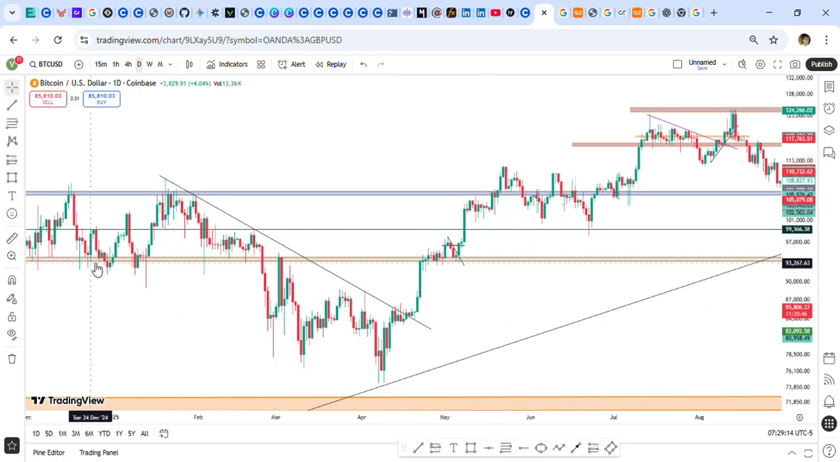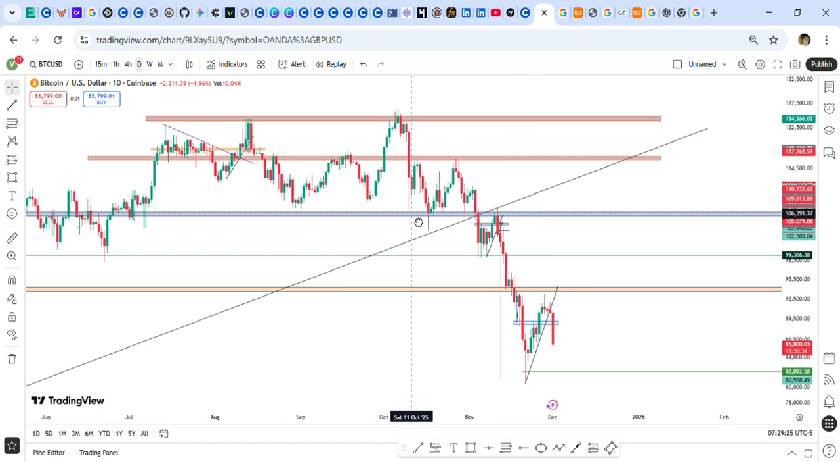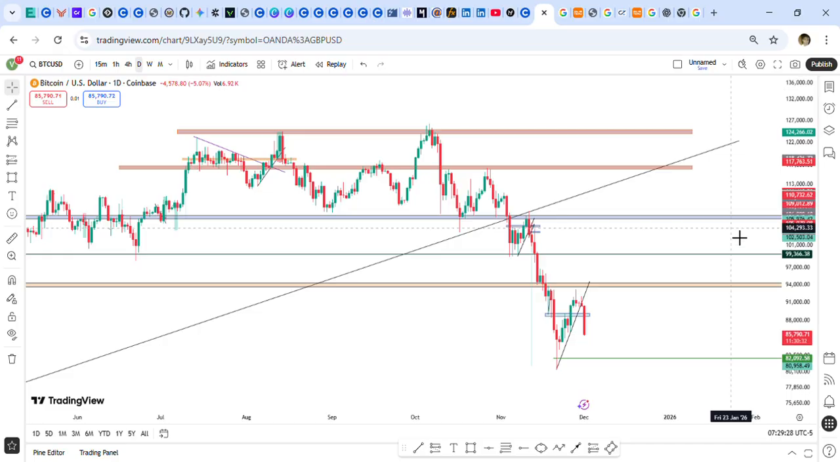The zone has held here, it held here, and here. This is a support and resistance zone. Now the market broke it and retested it, that is a breakout and retest. So this is a lower low, lower high, lower low, lower high, forming another lower low. So the weekly and the daily are also bearish.